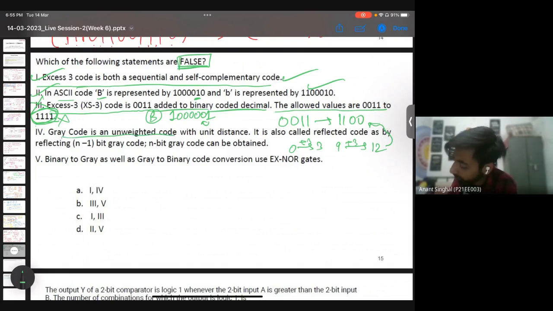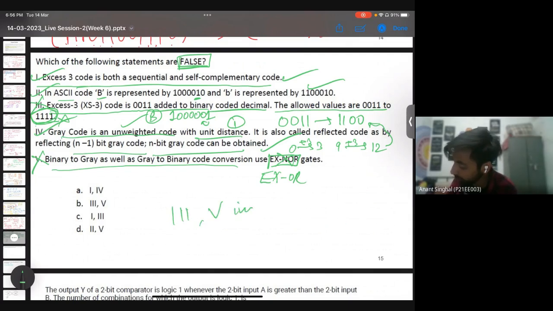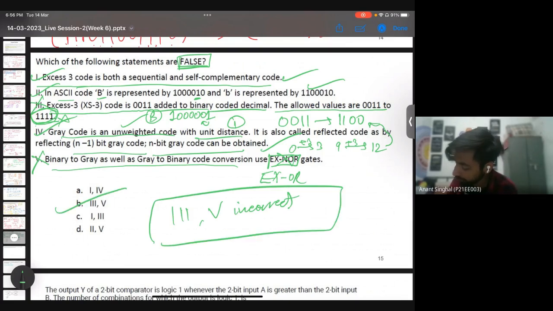Then, gray code is an unweighted code with unit distance. Gray code is always a one bit difference code. We know that gray code is a one bit unit difference code and it is unweighted. It is also a reflected code, as by reflecting the n minus 1 bit code, the n bit gray code can be obtained. So yes, this statement is also correct. Option number 5 says binary to gray and gray to binary. We have already covered it. It does not require XOR but requires XOR gates. So option 5 is also correct. So options 3 and 5 are incorrect, and it has been asked which are false. So the correct answer to this question is option number B.